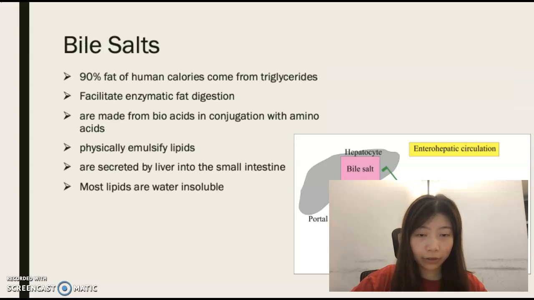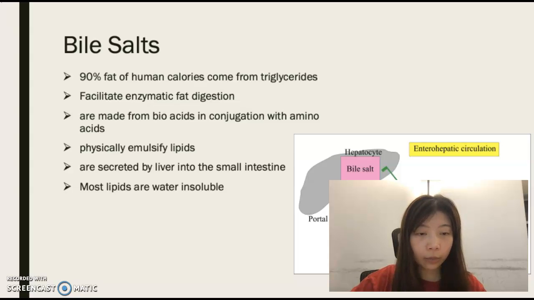The first part is bile salts. Nearly 90% of our fat calories come from triglycerides because they are the primary form of lipids in both plants and animals. Fat digestion is complicated by the fact that most lipids are not particularly water-soluble. As a result, the aqueous chyme leaving the stomach contains a coarse emulsion of large fat droplets, which have less surface area than smaller particles. To increase the surface area available for enzymatic fat digestion, the liver secretes bile salts into the small intestine.